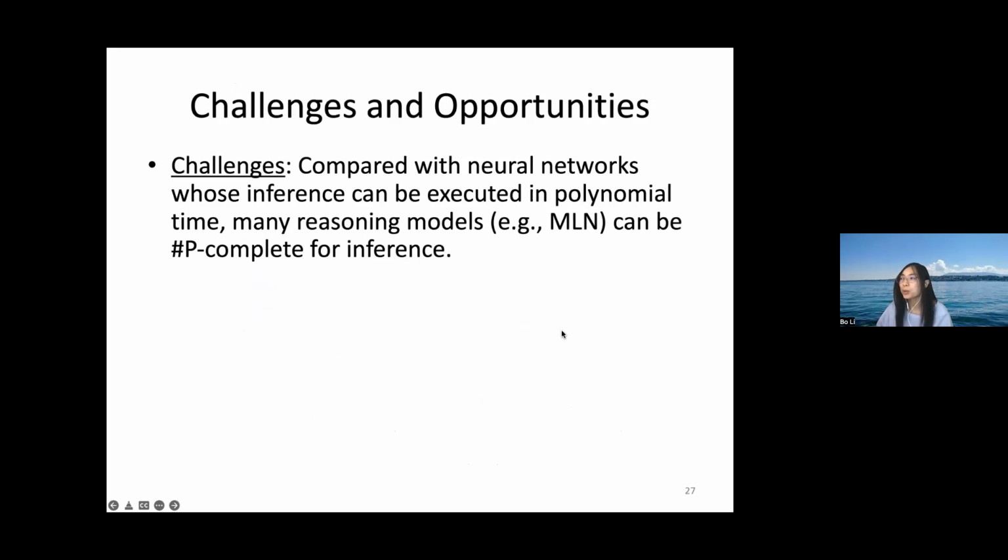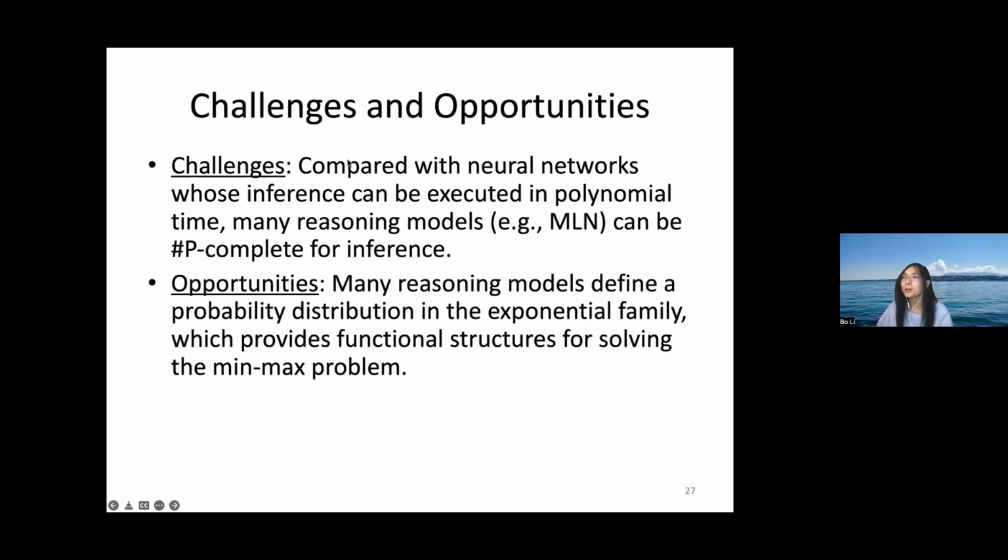Then I'll go into a little bit of detail about the challenges and the opportunities. The challenge for such a sensing-reasoning pipeline is that, for example, for MLN, we know that for probabilistic graphical models the inference is #P-complete. It's very expensive, and how can we address that?